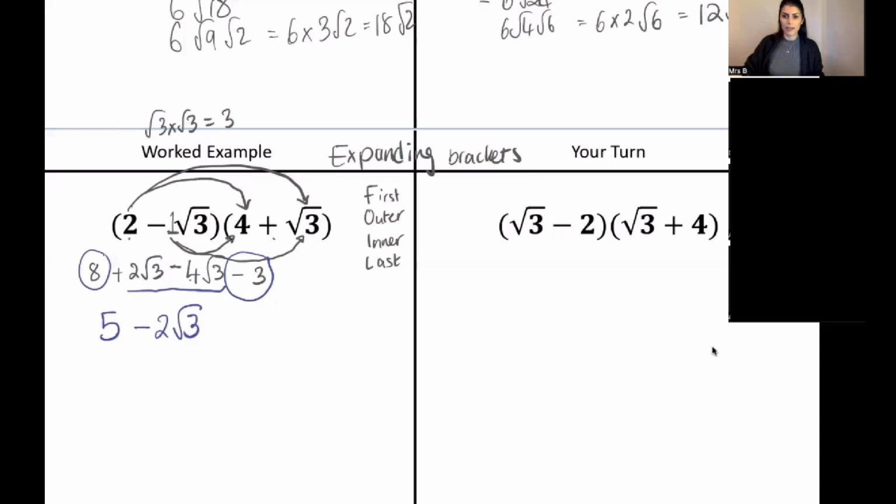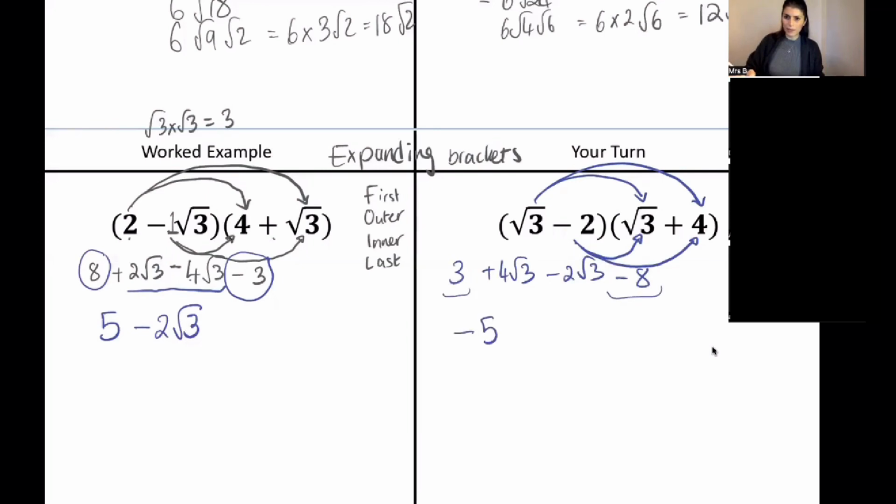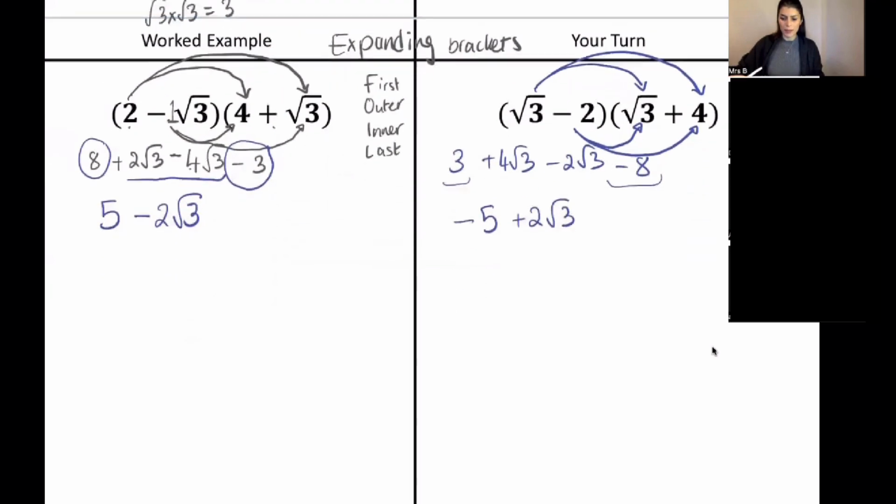Excellent. We've got some answers coming through. Right, so root 3 times root 3 is 3. Root 3 times 4 is positive 4 root 3. Negative 2 times root 3 is negative 2 root 3. And then negative 2 times 4 is negative 8. So you've got your 3 take away 8, which is negative 5. And then 4 take away 2, which is positive 2 root 3. Well done.